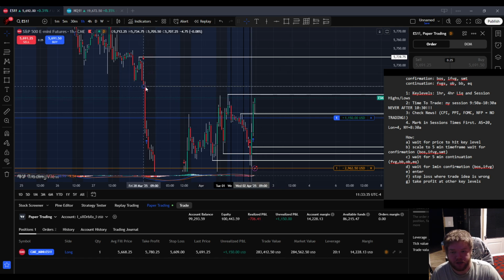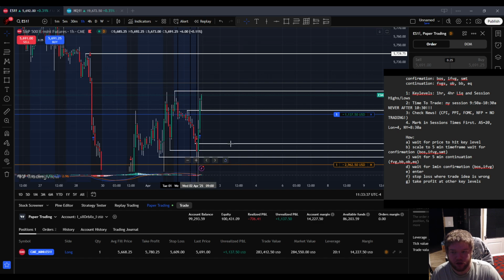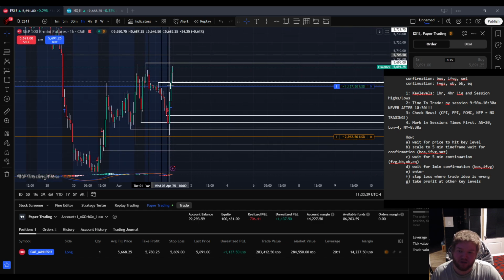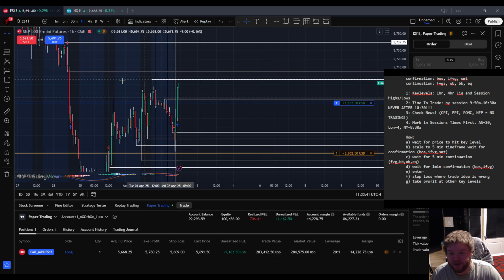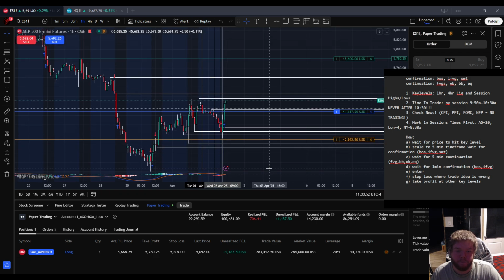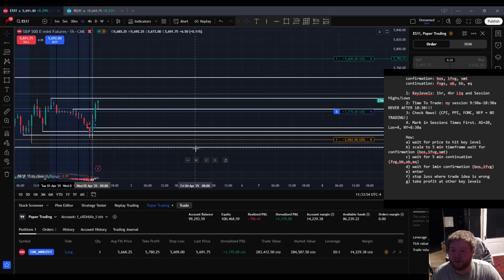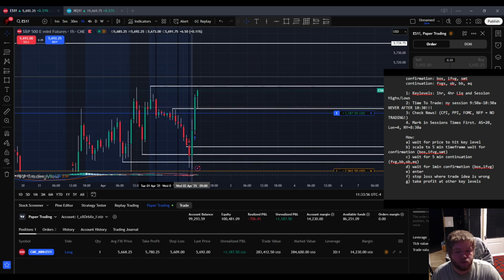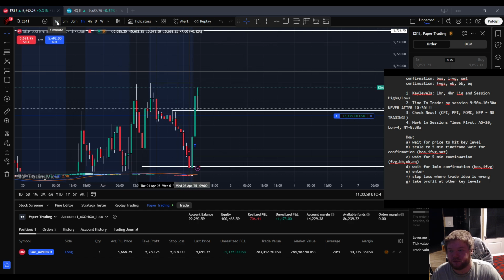Because that would be the inverse fair value gap on the larger time frame that says, yes, price is going to continue moving down. At this point, if it clears that, we will have a guaranteed inverse fair value gap, which is that continuation confluence. So far, we're looking okay. Rough, but okay.